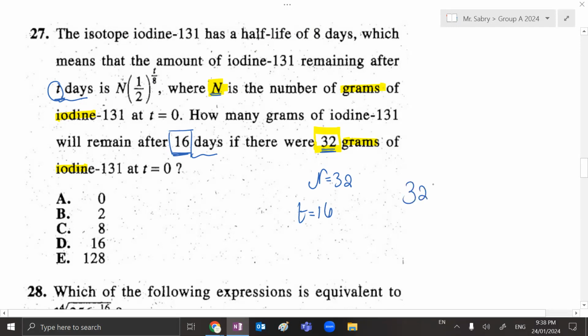I should substitute the N and the T into the expression. So I'll put 32 multiplied by half, to the power of, instead of the T, 16 over 8, which is part of the rule. Put this on a calculator, it should get you the answer. I think it's 8. Right? Yes, Mr. 8.